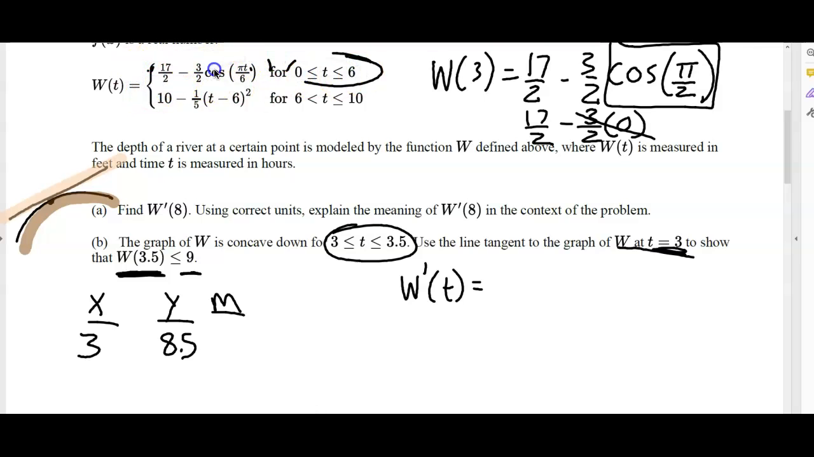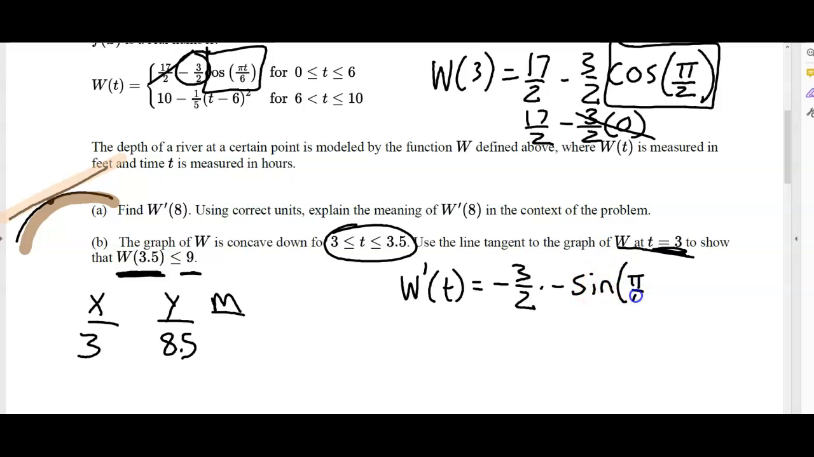Well, if I take the derivative of 17 over 2, I get 0. So this just goes away. The constant multiple is going to stay there. The derivative of cosine is negative sine. And then the derivative of the inside is pi over 6. Okay, so I had to do a chain rule there. All right, so that's what I'm going to do to find my slope, and I want to plug in 3 now.